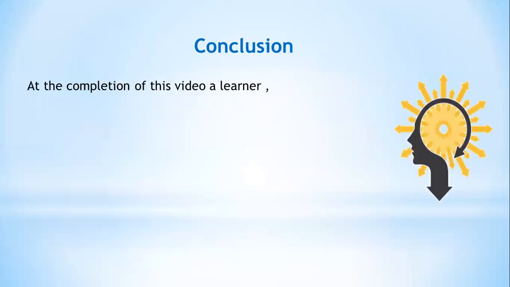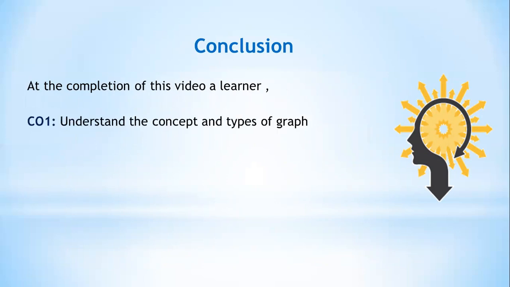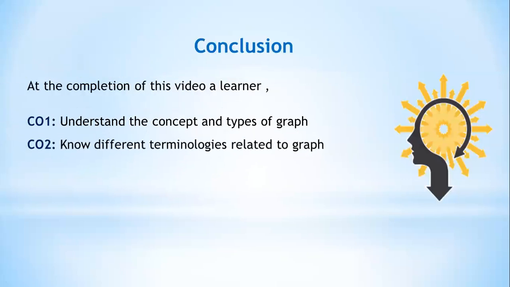At the completion of this video, I think you are able to understand what exactly a graph is, how a graph is made, and what we mean by directed graph and undirected graph. And you come to know the different terminologies, like what exactly node means, what is the meaning of edges, and what is in degree and out degree of a graph. So I hope you understand this concept. Understand it and keep using it for further learning.